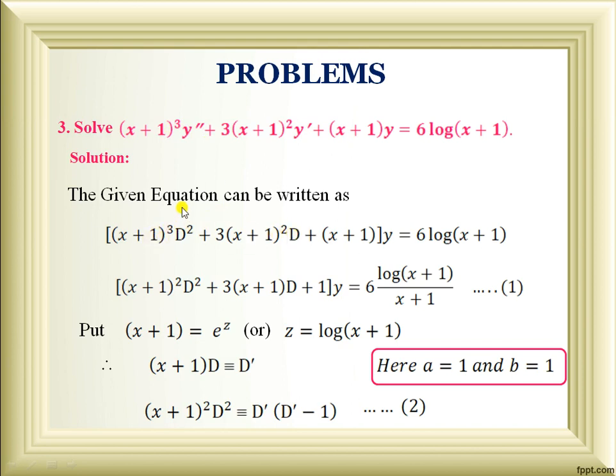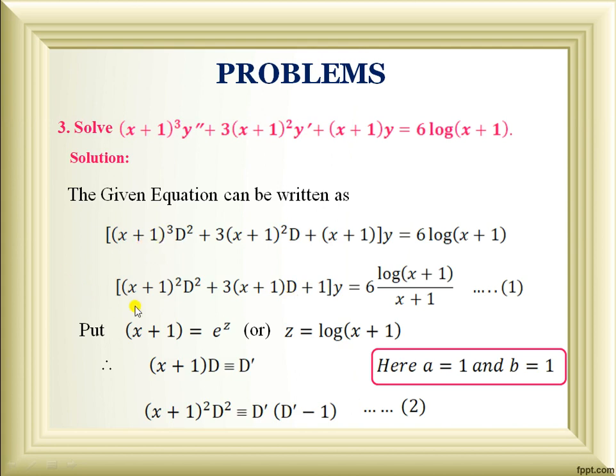We must do some process here for matching this order. So after writing this in operator form, I am taking (x+1) out. After taking it out, I will get the first term as (x+1)² D² + 3(x+1) D, plus in this place I am having 1.